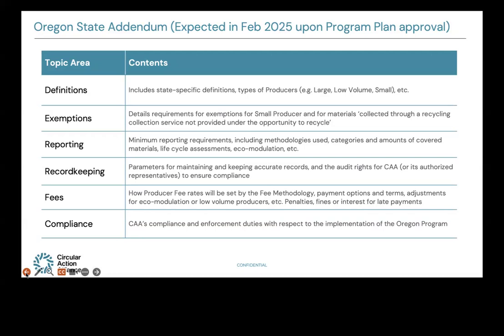However, it does not outline what the fee numbers will be. These change each year as the program costs and packaging volumes change each year. Therefore, we'll publish a unique fee schedule each year, but that will not require a new signature to the addendum. And finally, it outlines CAA's compliance and enforcement duties with respect to the implementation of the Oregon program. It's in the best interest of producers and CAA to be able to ensure that all data is accurately reported and that all obligated producers are participating.